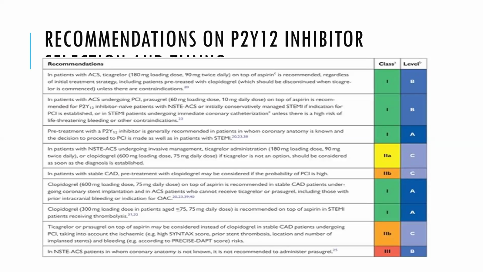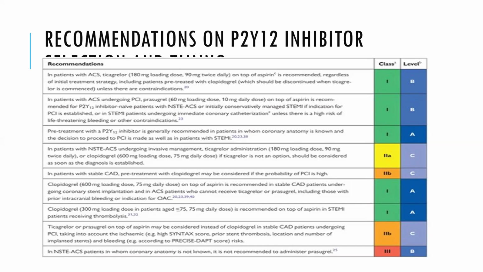Also, for patients that you are sure are going for PCI, that you have determined their coronary anatomy and you are sure that PCI is what you want to do, prasugrel is recommended, with a loading dose of 60 milligrams and a 10 milligram daily dose in addition to aspirin. This applies to P2Y12 inhibitor-naive NSTE-ACS patients, or those initially conservatively managed for STEMI if an indication for PCI is established, or in STEMI patients undergoing immediate coronary catheterization, unless there's a high risk of life-threatening bleeding or other contraindication.